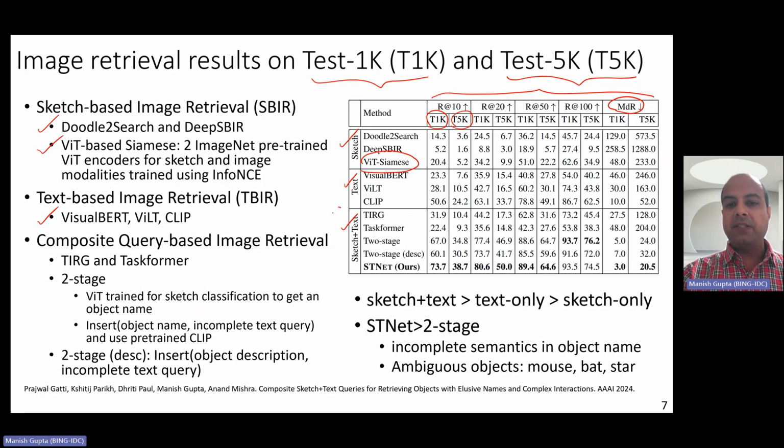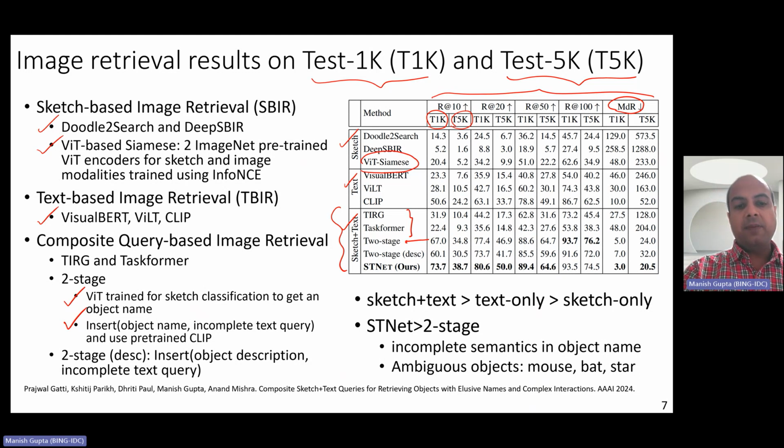For the composite sketch+text methods, which can take both sketch and text together, we basically have the standard 2 baselines, TIRG and transformer, but we also design a 2-stage method. This 2-stage method essentially uses ViT trained for sketch classification. In the first stage, we use a ViT which has been trained for sketch classification to obtain the object name. So remember, we have 200 plus object names in the data set, right? And we basically use the first stage ViT-based sketch classifier just to get the object name. And then we insert this object name into the incomplete text query, complete the full text query, and then use a pre-trained CLIP model so as to get the matching images, retrieve the relevant images.